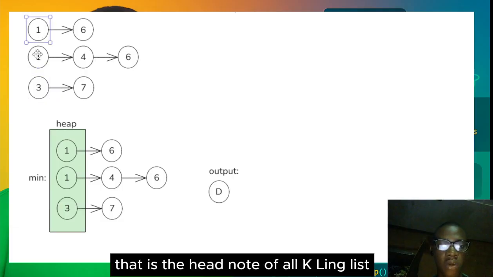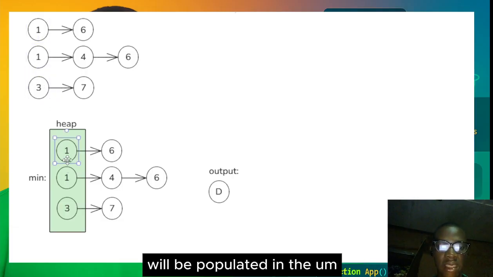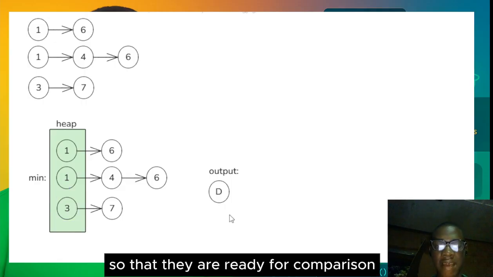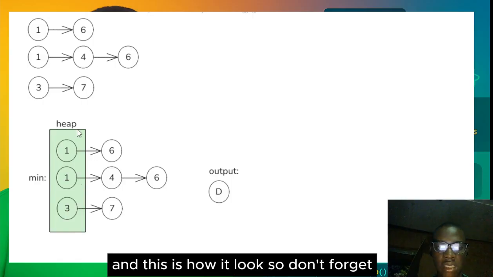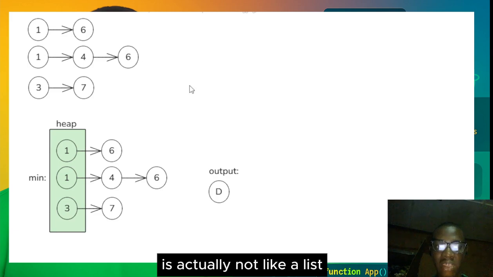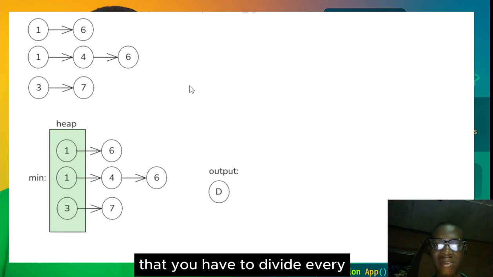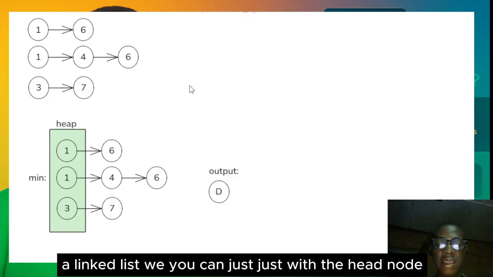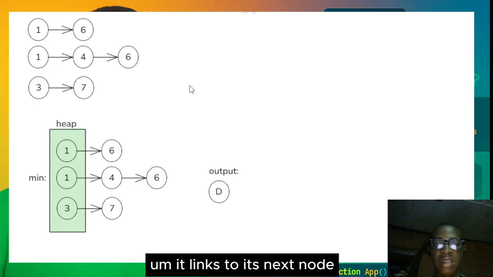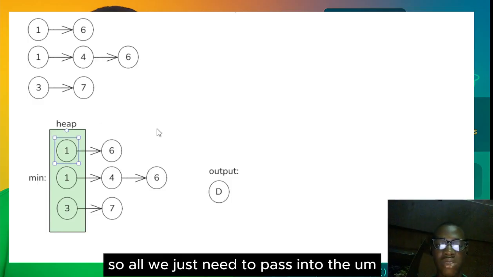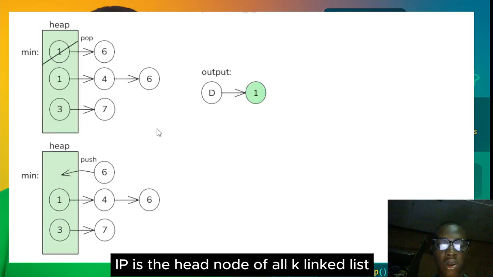First of all, we populate the heap with the head of all k linked lists. That is, the head node of all k linked lists will be populated in the heap, so that they are ready for comparison. And this is how it looks. Don't forget, a linked list can be a little bit tricky. It's not like a list where you have to define every element contiguously. With a linked list, you just have the head node, which links to its next node, and it chains on like that. So all we need to pass into the heap is the head node of all k linked lists.